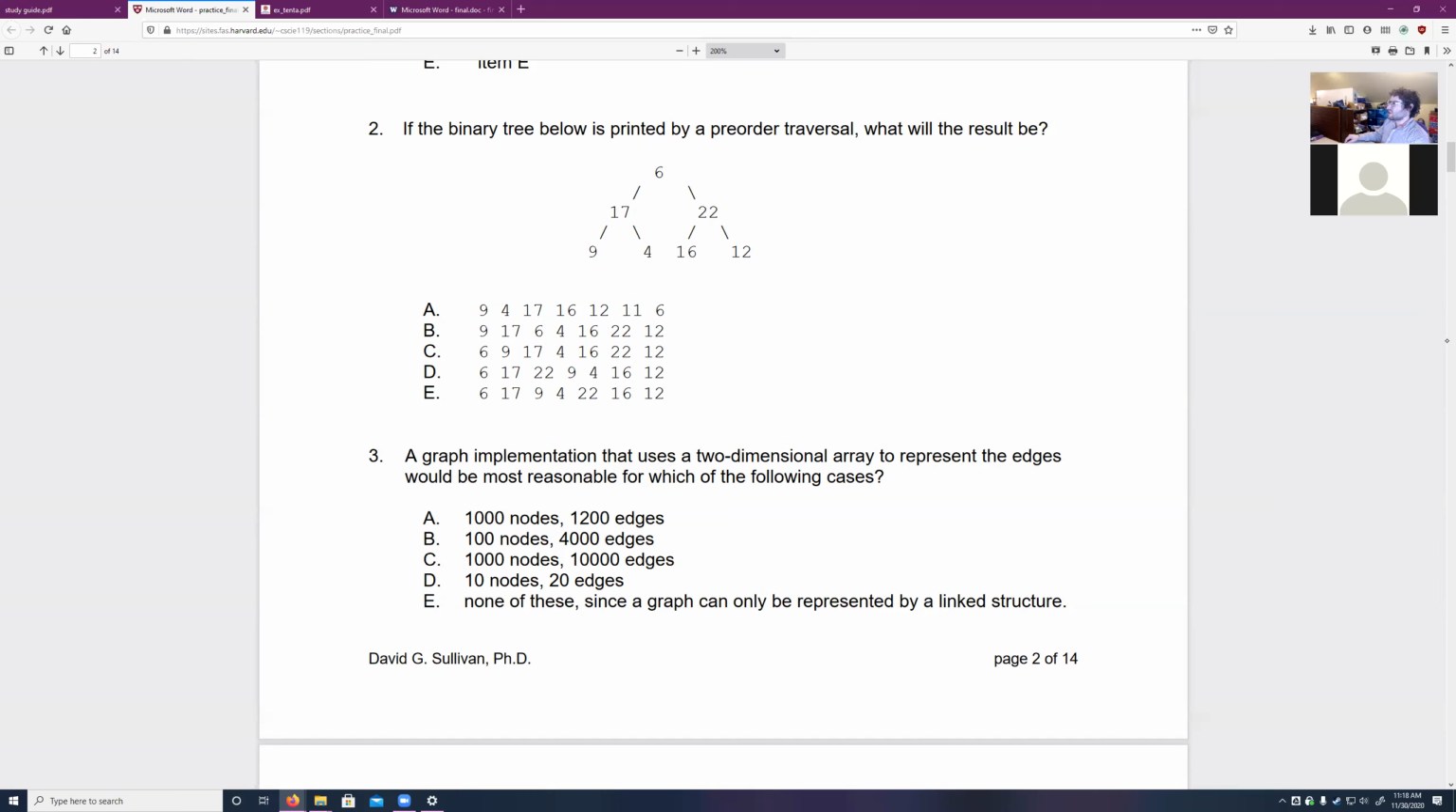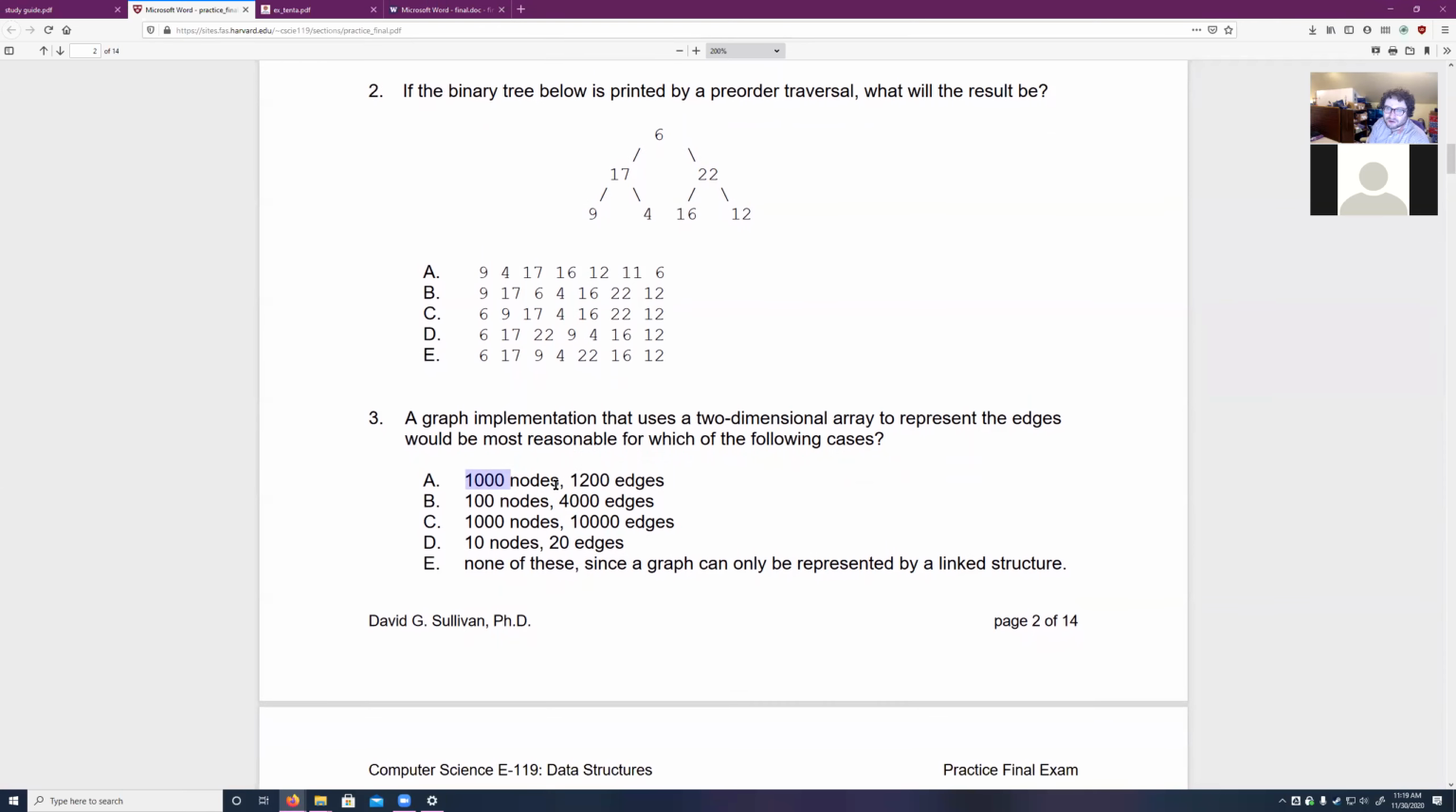And so the magical cutoff point that our book recommends is if 25% of all possible edges exist. If you've got n nodes, there are n squared possible combinations, including A to A, B to B, C to C, as well as A to B, B to A. So if 25% or more of those connections exist, then you're in dense graph territory, and it's better to use a two-dimensional array.